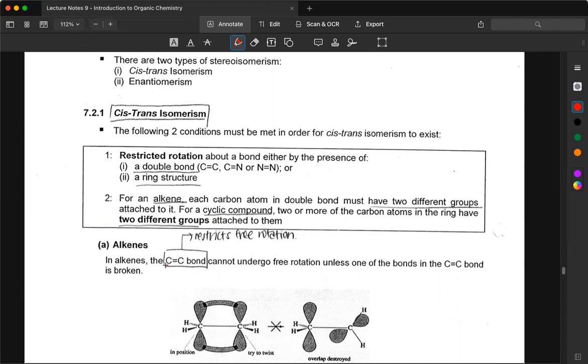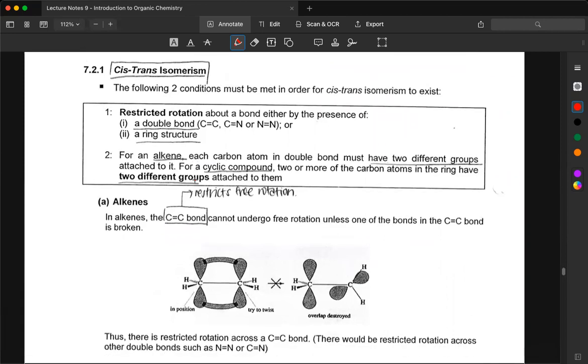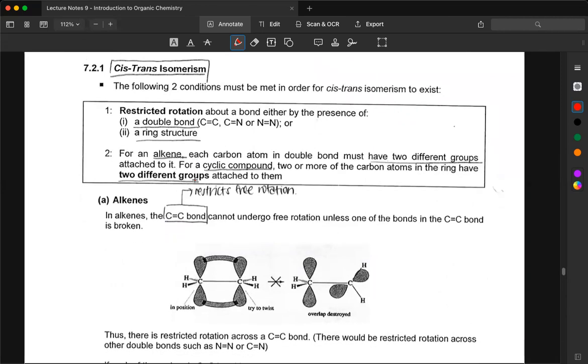Number one, there should be restricted rotation about a bond, either by the presence of a double bond or the ring structure. For the alkene, each carbon atom in the double bond must have two different groups attached to it. For the cyclic compound, two or more of the carbon atoms in the ring have two different groups attached to them.